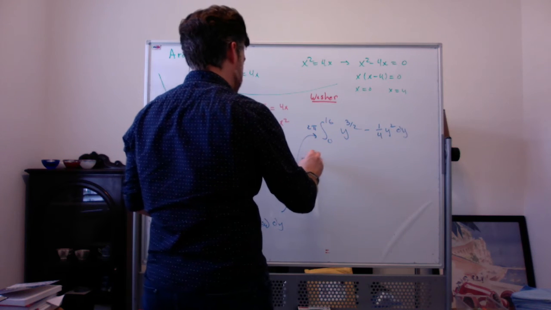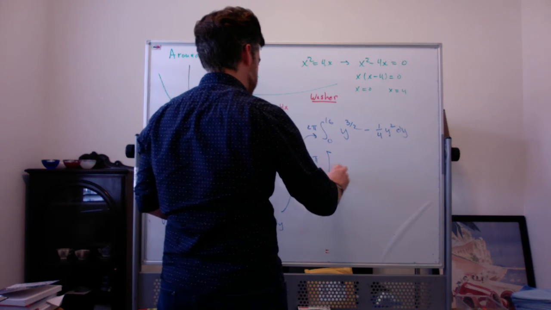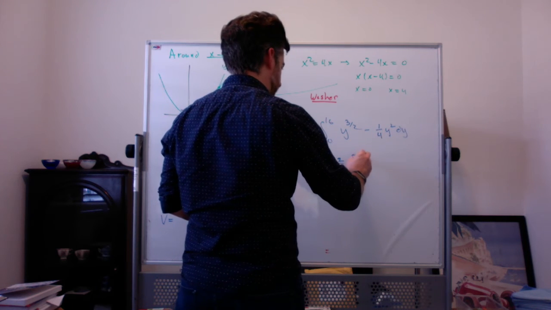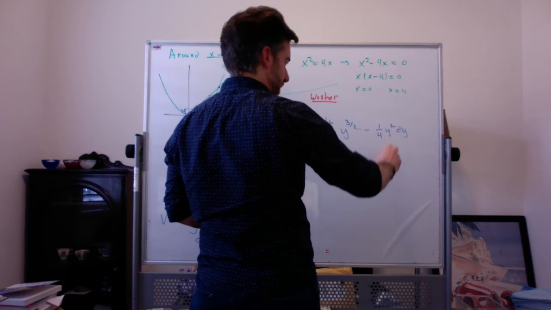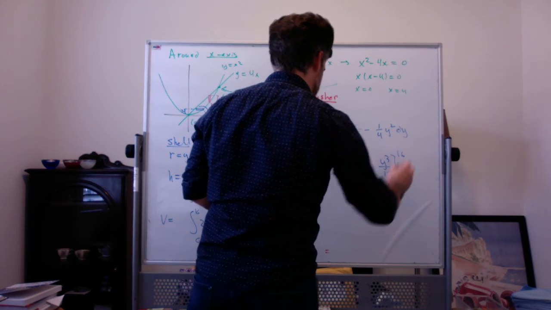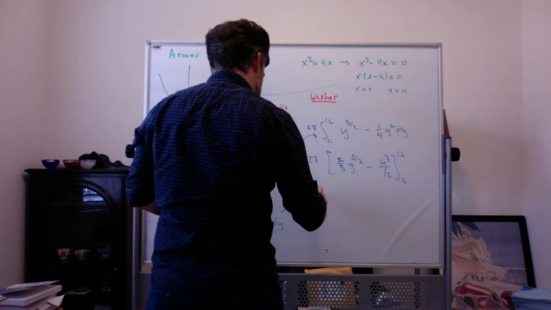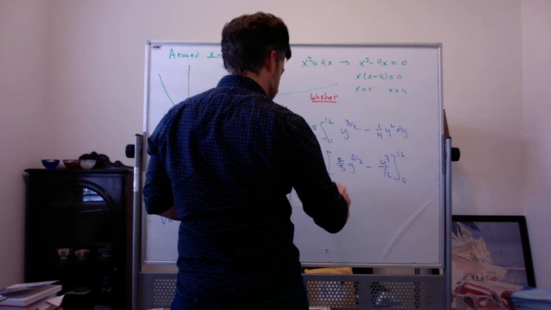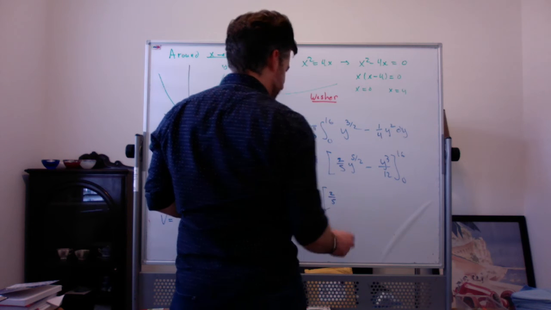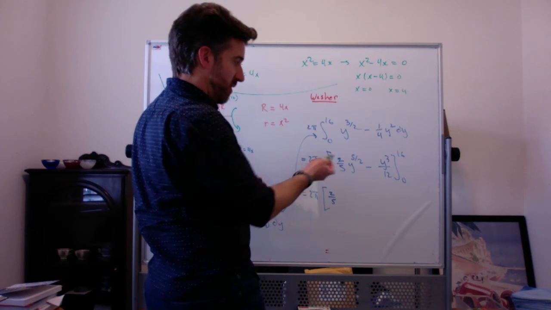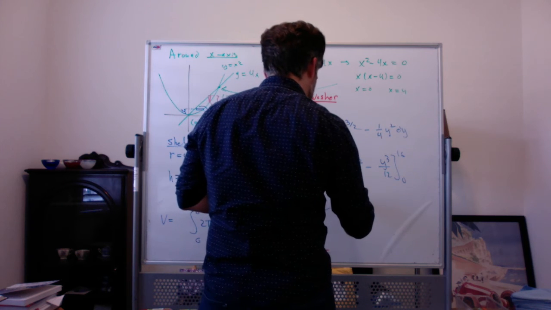Okay, integrating, we get 2 pi, and the integral of y to the 3/2 is 2/5 y to the 5/2, minus y cubed over 12, from 0 to 16. The numbers are not pretty. It's 2 pi times 2/5 times 16 to the 5/2, which is the square root of 16, which is 4, and 4 to the 5th is 1,024.